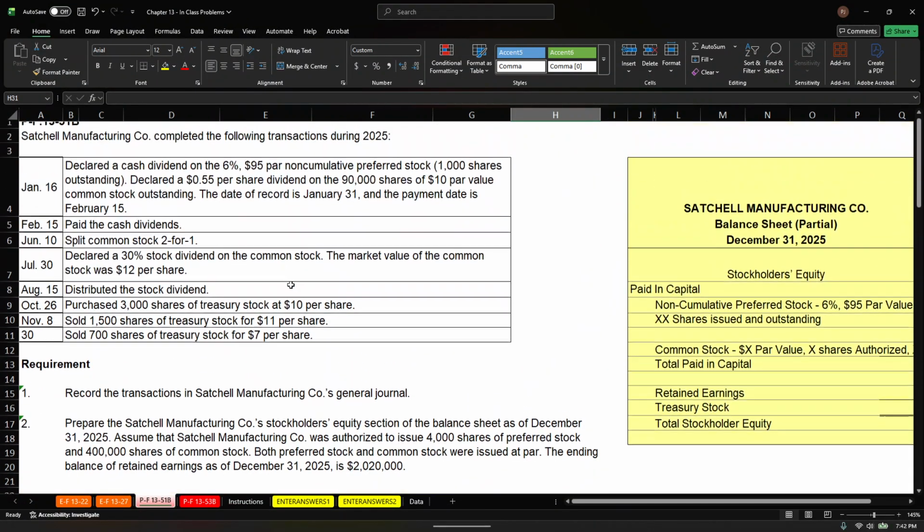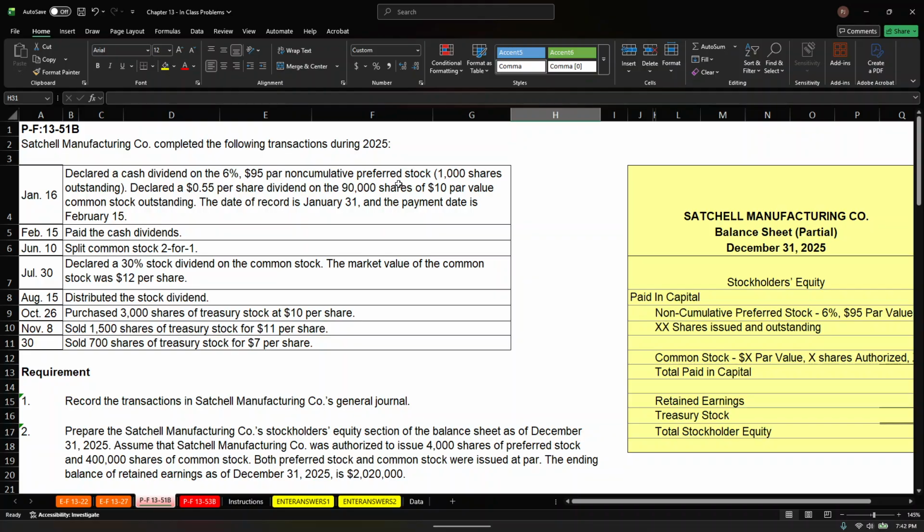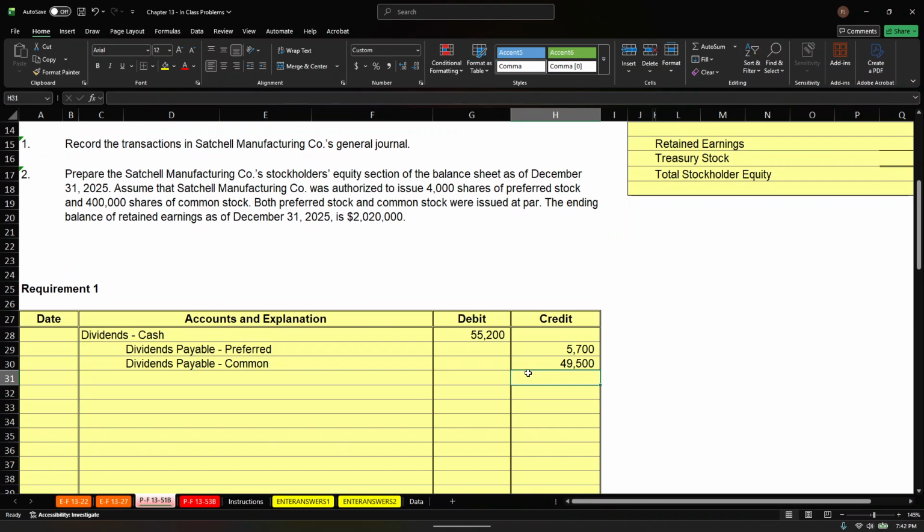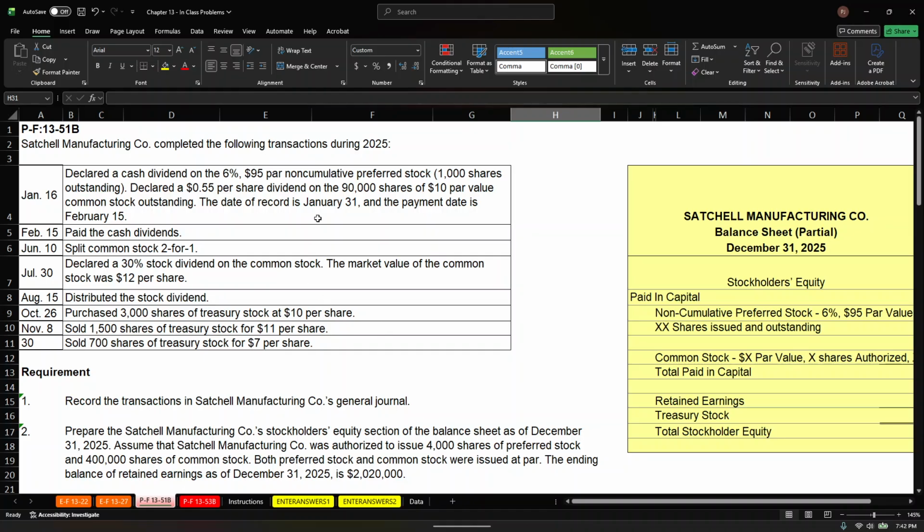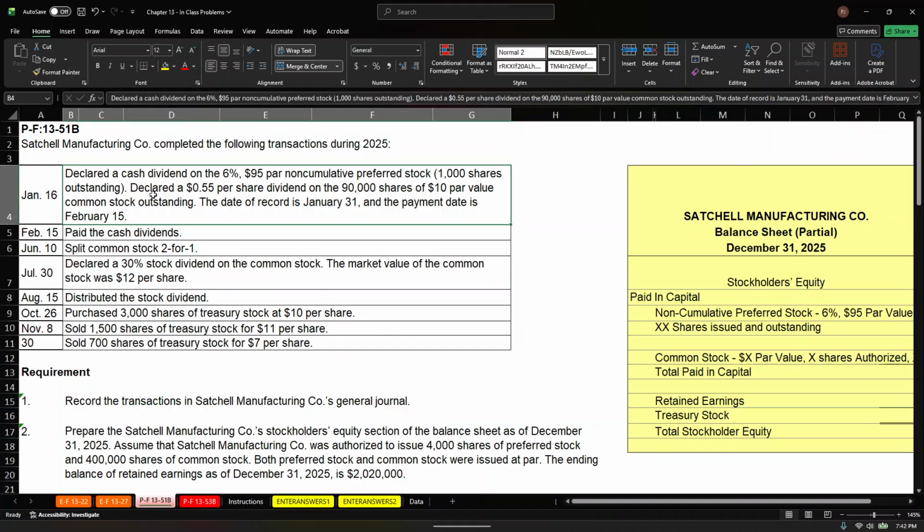Okay, so again, this first dividend, there's two classes, preferred and common. The preferred is 6% times the par value, $95 times 1,000 shares. And the common is 55 cents a share times 90,000 shares outstanding. Okay, and all that information was given in this problem here. Declared a 55-cent per share dividend on 90,000 shares, 6%, $95 par value, and there's 1,000 shares outstanding.